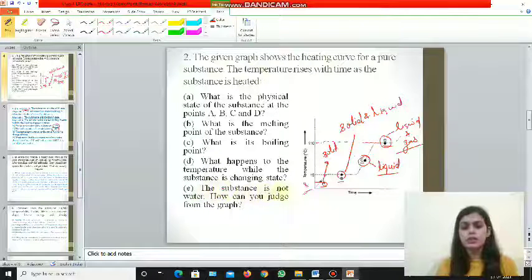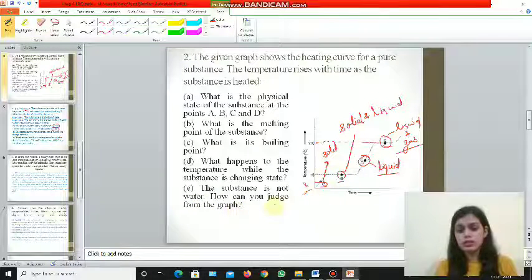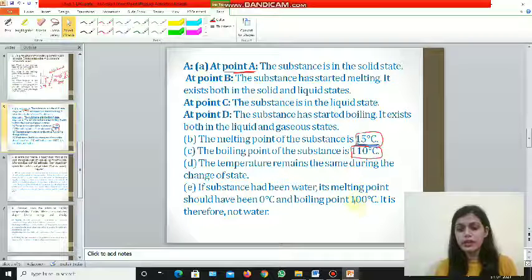Question E: the substance is not water. How can you judge from the graph? We can say that water has a boiling point of 100 degrees Celsius, but the boiling point of that substance is 110 degrees Celsius. So we can say the substance is not water. If the substance had been water, its melting point should have been 0 degrees Celsius and the boiling point 100 degrees Celsius. It is therefore not water.